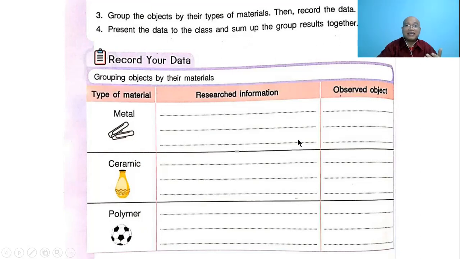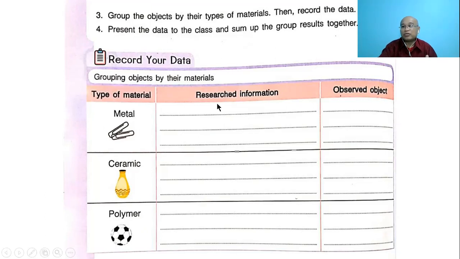Then present the data to the class, or as you will post later in your Facebook group, and sum up the group results together. It means your study together. So this is how you will record and where you will record your data. Grouping objects by their materials. We have types of materials: metal, ceramic, and polymer.